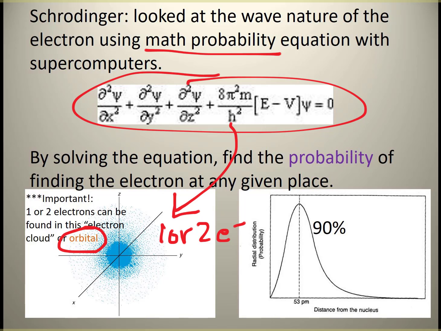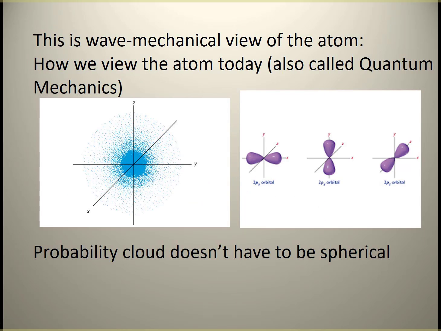And Schrodinger said, no, we don't know the exact location, but with 90% probability, we know that it's a certain distance from the nucleus. This is what's known as an s orbital. So it is the closest orbital to the nucleus. Your orbitals do not have to be spherical. So this is an s orbital and this is a p orbital. These correlate with the s, p, d, and f blocks that we find on the periodic table.